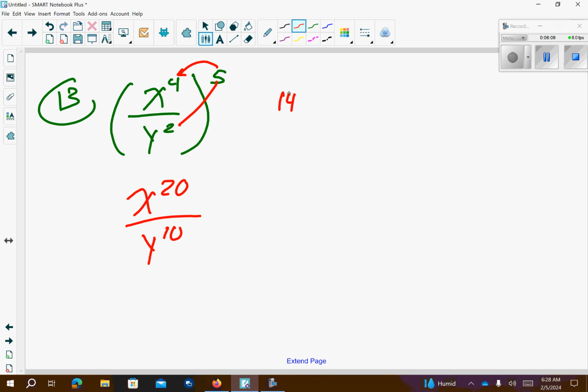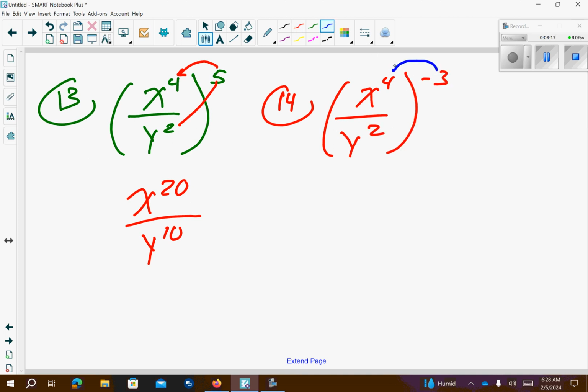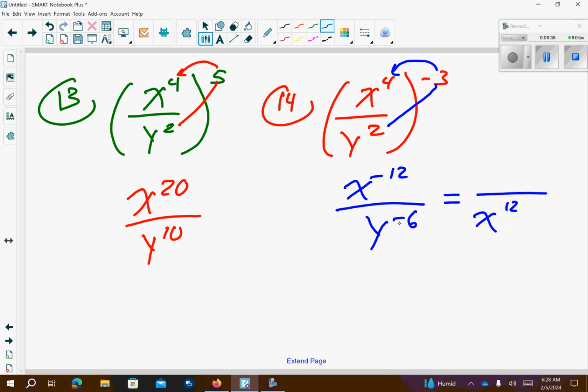Number 14, I get x to the fourth over y to the second, raised to the negative 3. So let's multiply. That's going to give me x to the negative 12. Negative exponent. We'll take care of that later. And then 2 times negative 3 is negative 6. So what's going to happen is the x to the negative 12th moves down, and now it's a positive exponent. The y to the negative 6 moves up, and it's now a positive exponent when it moved up.